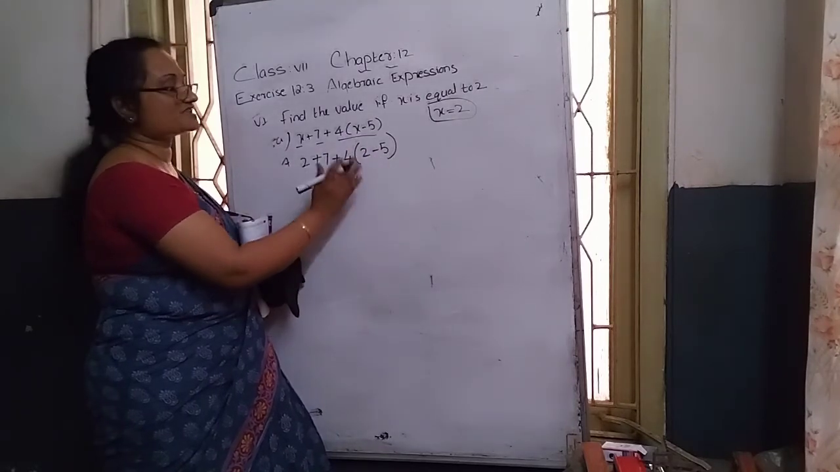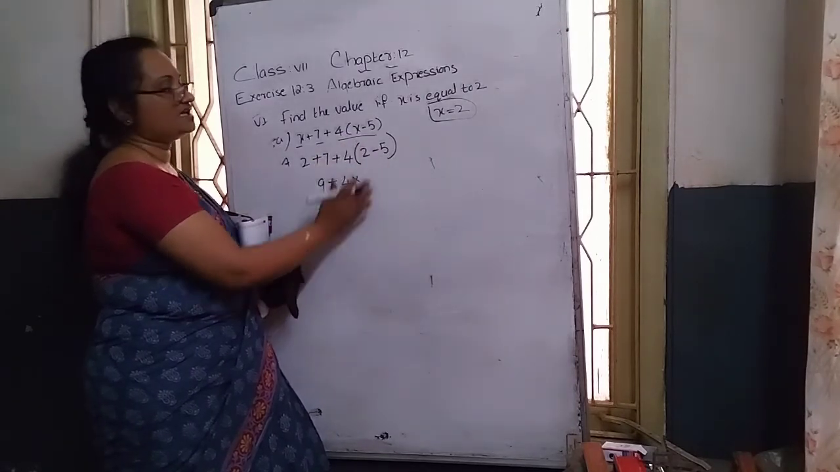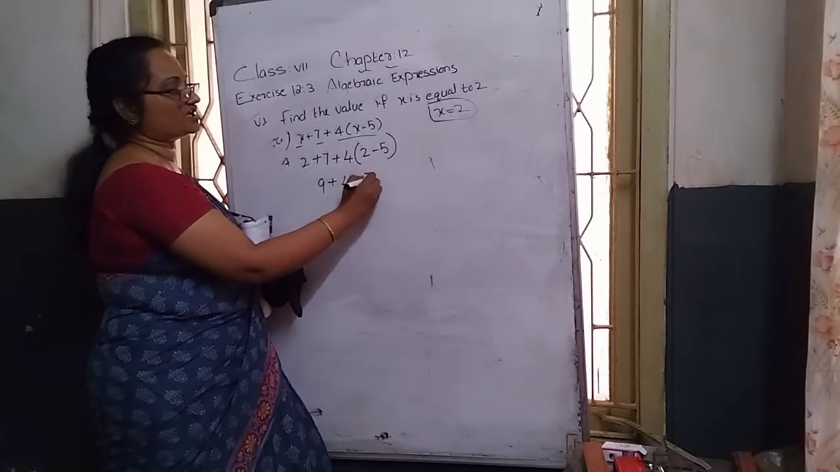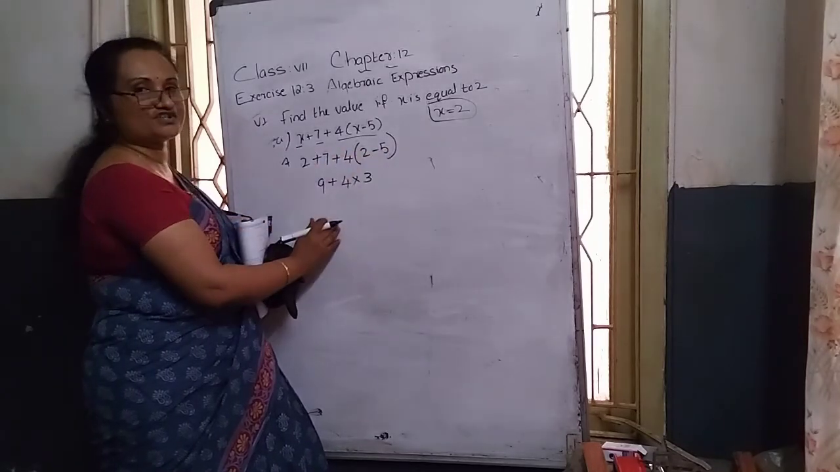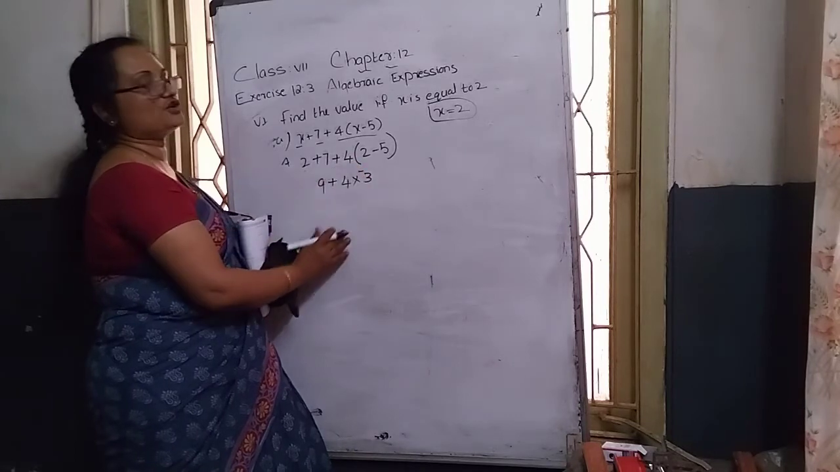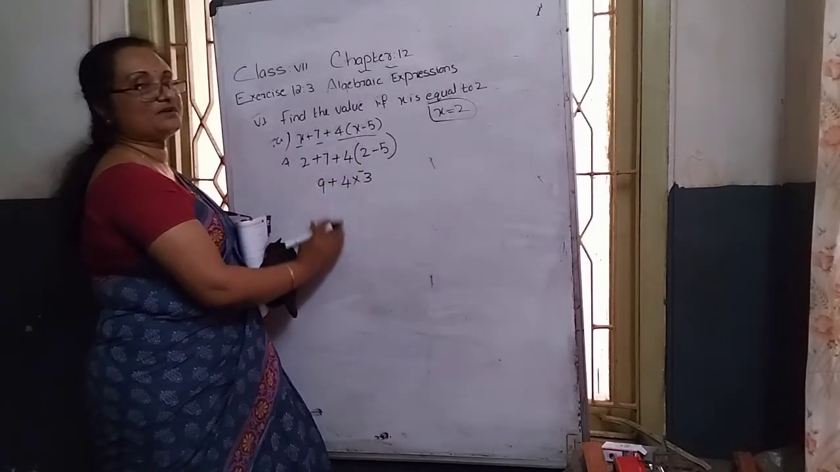What we want to do? Subtract and put the bigger number's sign. 5 minus 2 becomes how much? 3. Which is the bigger number, 5 or 2? 5 is bigger. The sign of 5 is minus. That's why keep a minus.